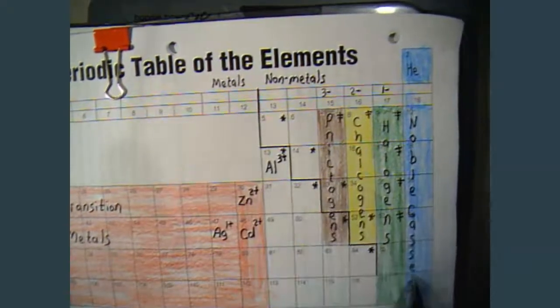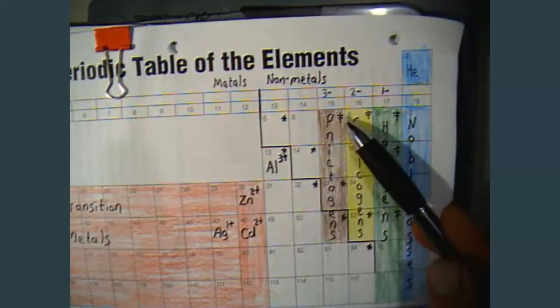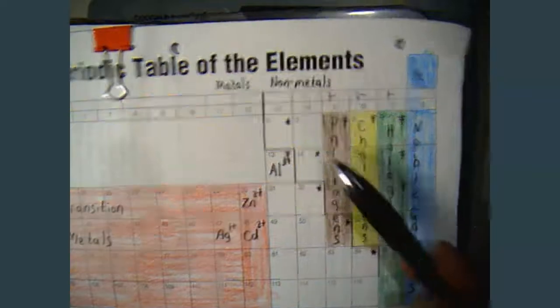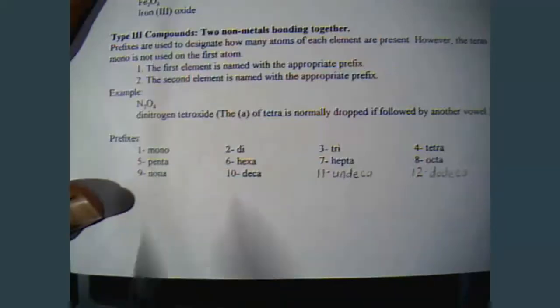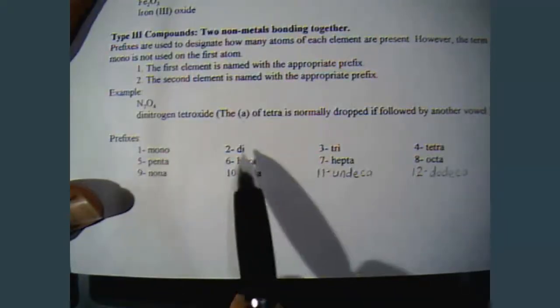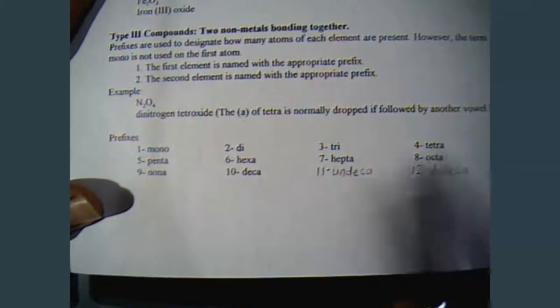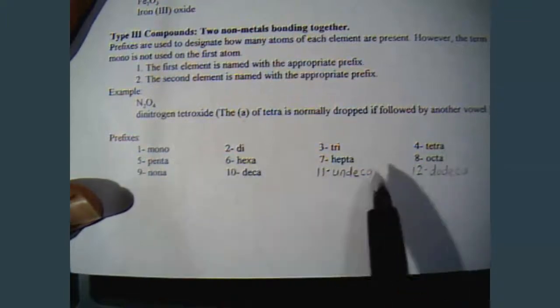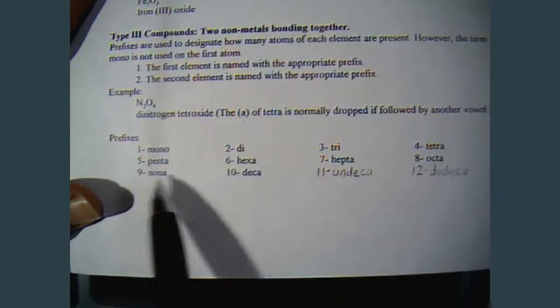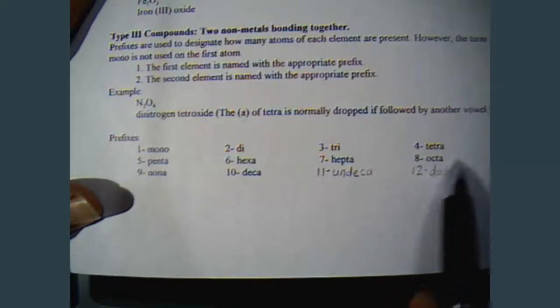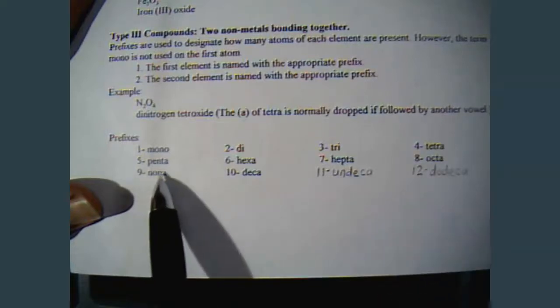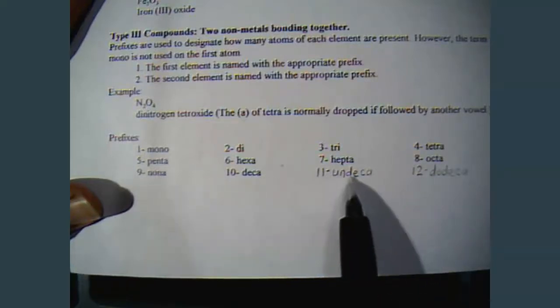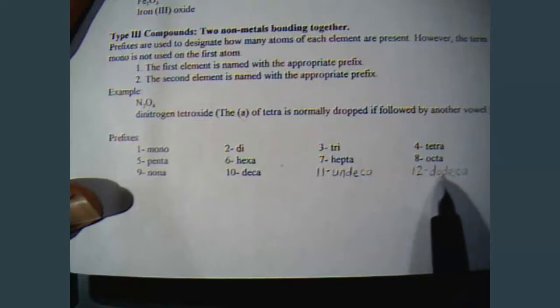So here's the stair-step line. Your 2 elements are going to be to the right of that stair-step line. Now in order to indicate how many of each we have, we're going to use these prefixes. If you have 1 element, it's mono. If you have 2, it's di. 3 tri, 4 tetra, 5 penta, 6 hexa, 7 hepta, 8 octa, just like a stop sign is an octagon. 9 nona, 10 deca, 11 undeca, and 12 dodeca.